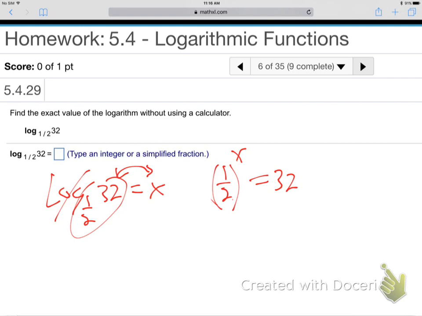Okay, so now what power on that half? How can you raise a half to some power and get 32? It has to be even, right? It has to be negative. First thing is you have to flip it, don't you?